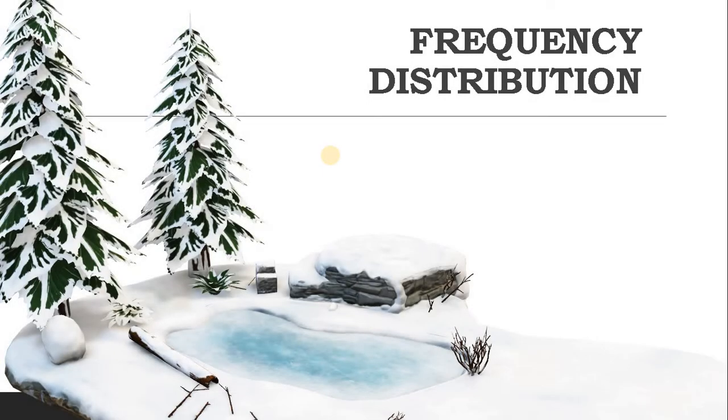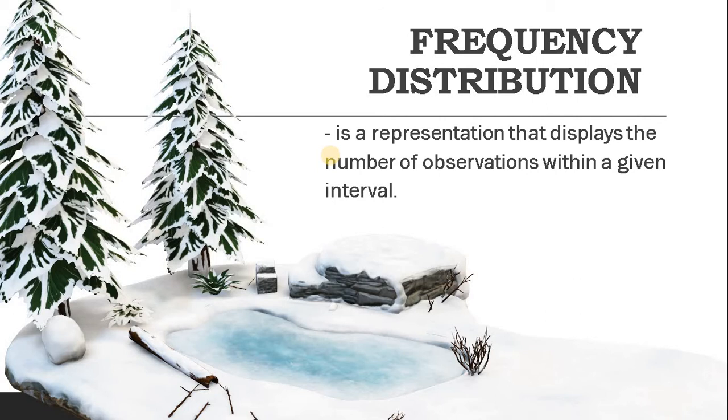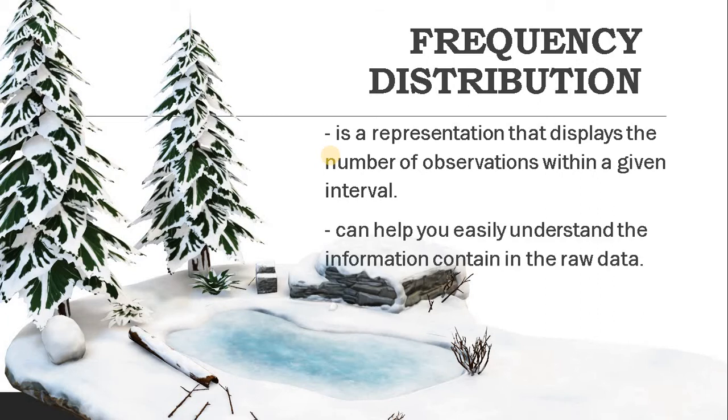So what is a frequency distribution? It is a representation that displays the number of observations within a given interval, and it can help you easily understand the information contained in the raw data.